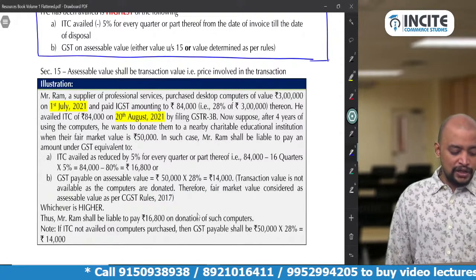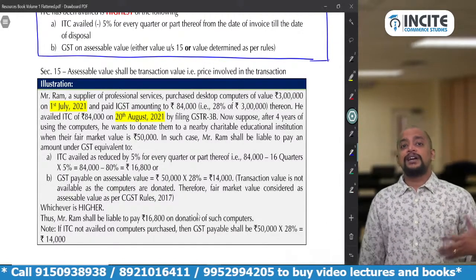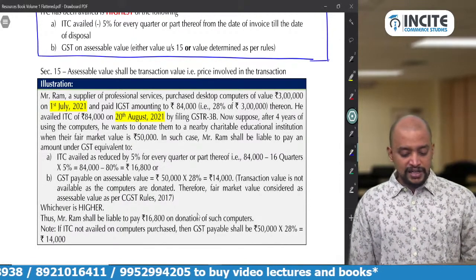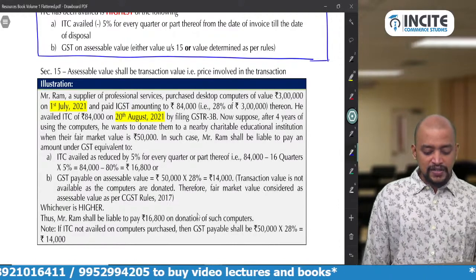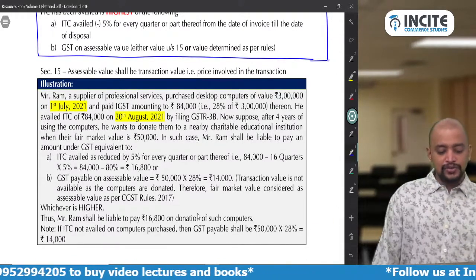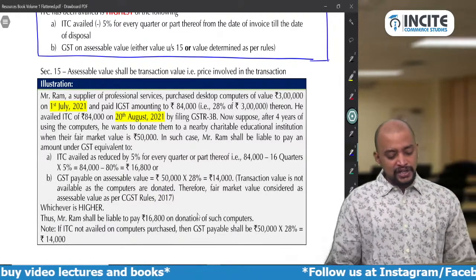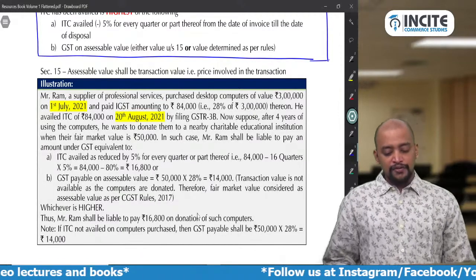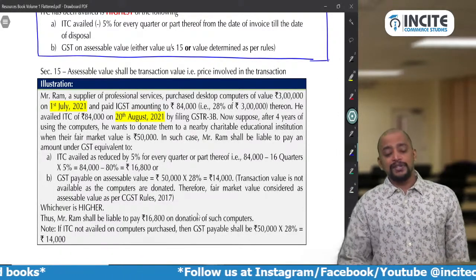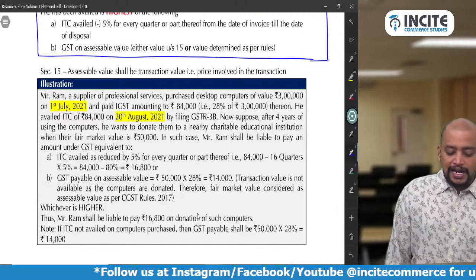Or GST on sale value. What is the sale value? We don't have the sale value here, but we have the fair market value. Take that fair market value 50,000. What is the rate of GST? 28%. That is 14,000. Whichever is higher, that is 16,800, will be the GST payable. As transaction value is not available, fair market value is considered as per rules. Got it? So, therefore, Mr. Ram is required to pay 16,800.